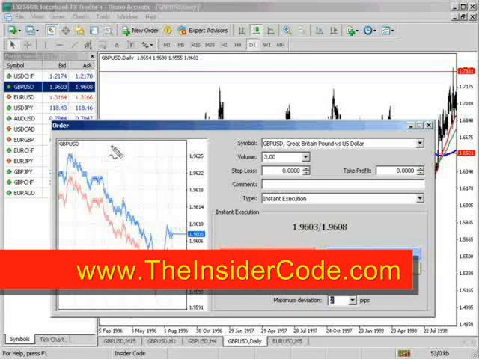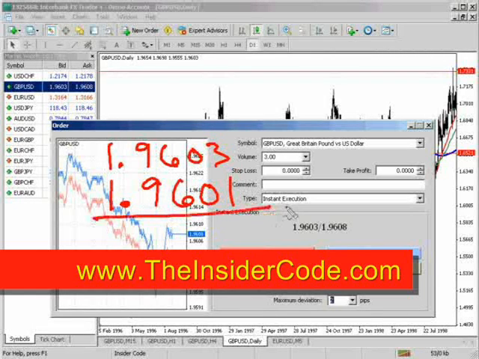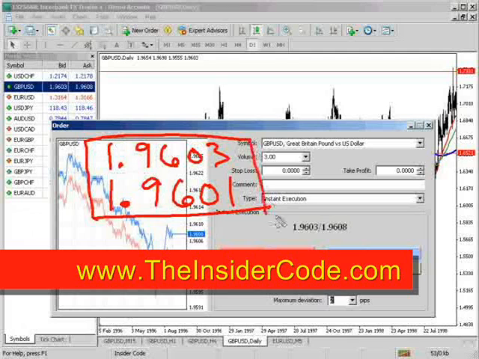So in that case, if we were selling at 1.9603, the lowest that we could take an order would be 9601. If it went below there and they couldn't get us our pounds sold, then we simply wouldn't get filled at all. They'd come back and tell you, well, we couldn't get your order in time. The market was moving too fast.